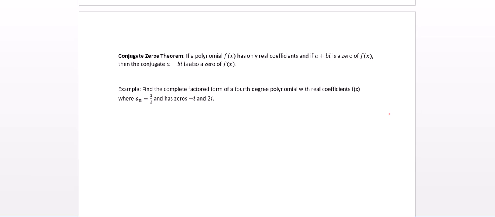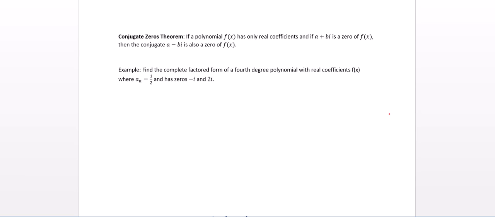All right, conjugate zeros theorem. Notice that when I have 4i, I also have negative 4i. And that's not a coincidence. These are not just perfect little problems. In fact, the conjugate zeros theorem tells us that if a polynomial f of x has only real coefficients, so real numbers as coefficients, if a plus bi is a 0 of f of x, then the conjugate a minus bi is also a 0 of f of x. All right, always they come in pairs.